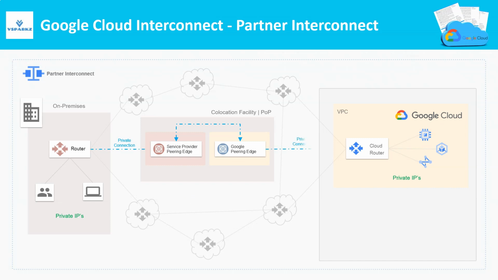Once the service provider provisions your connection, you can start passing your traffic between your on-premises and Google Cloud. This will also ensure the connection is private and the communication will be using private IP addresses, just like Dedicated Interconnect.